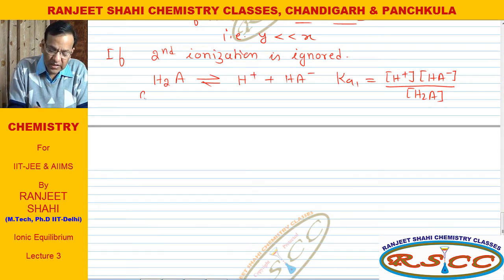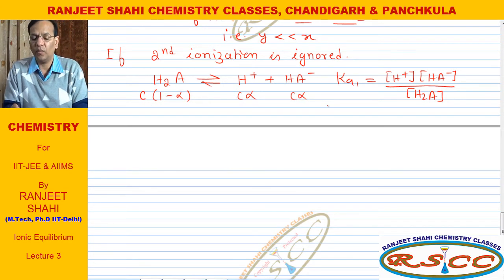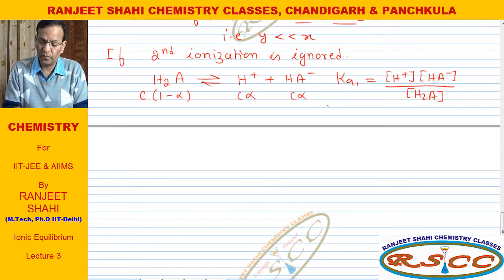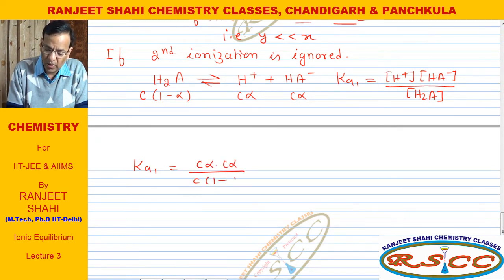Now C is the concentration of H2A, alpha is the degree of ionization in the first step, so it will be C alpha, C alpha, C alpha, as in case of monobasic acid. So once again K1 will be equal to C alpha into C alpha upon C into 1 minus alpha. So the same equation, C alpha square upon 1 minus alpha.